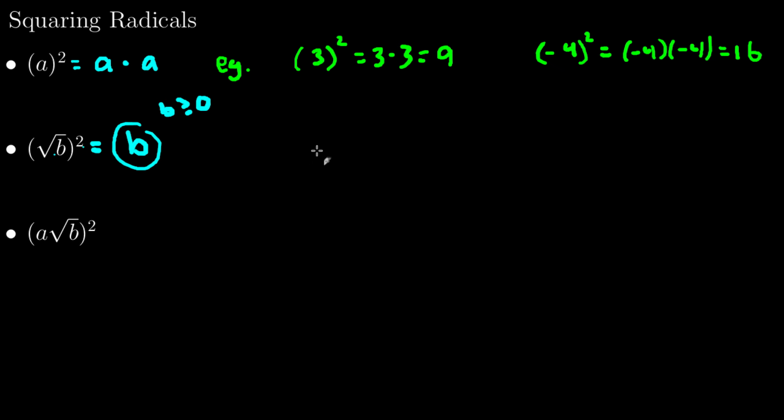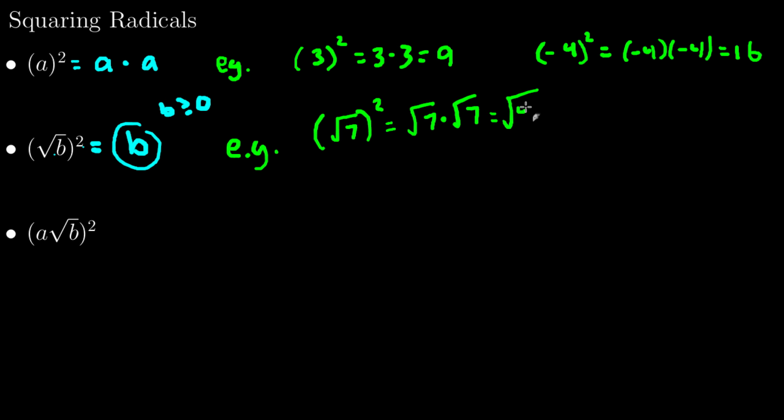So, in here, some examples. If I had the square root of 7 squared, I can think of that as the square root of 7 times the square root of 7. And since both of these 7's are inside the square root, I can multiply them together, get the square root of 49. And the square root of 49 is, of course, just 7.